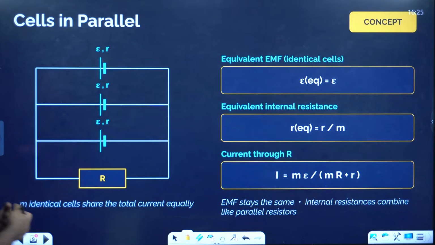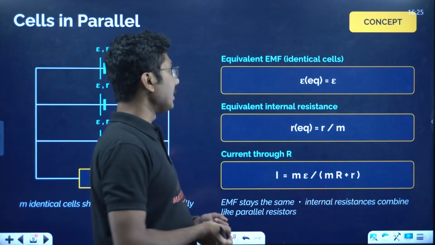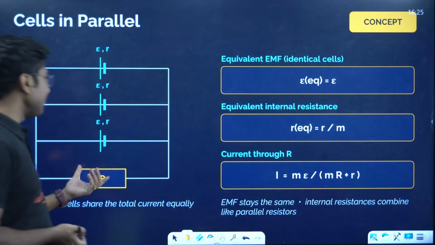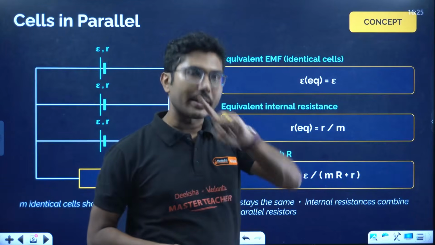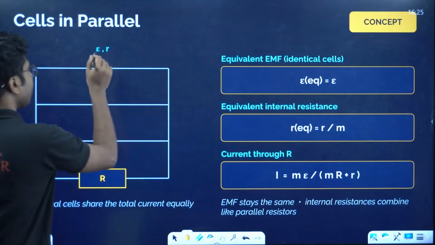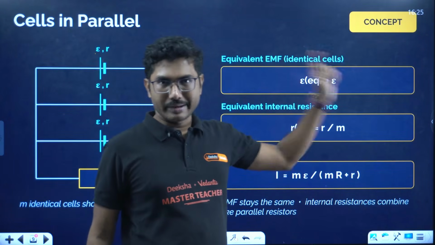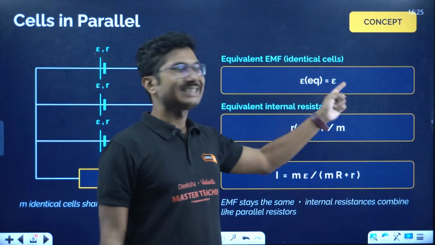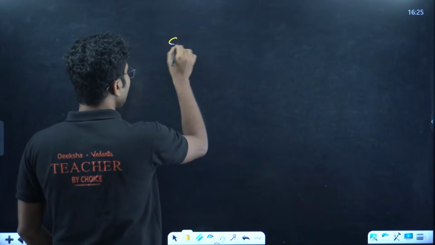Next is cells in parallel. Again, when the cells are connected in parallel, if all of them have the same EMF, the equivalent EMF becomes the same as one cell. So if you have epsilon, epsilon, epsilon and you connect them in parallel, the equivalent EMF becomes the same as one of them.